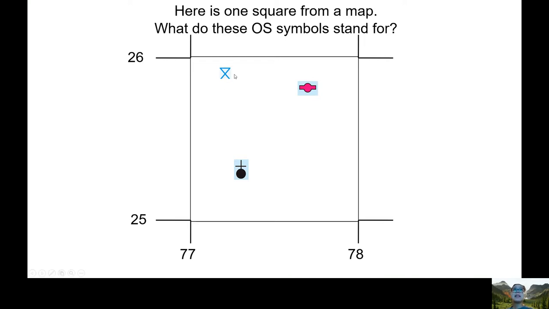This stands for picnic site, where you can have a picnic. There'll be benches. This stands for a station, a tube station. And this stands for a church.